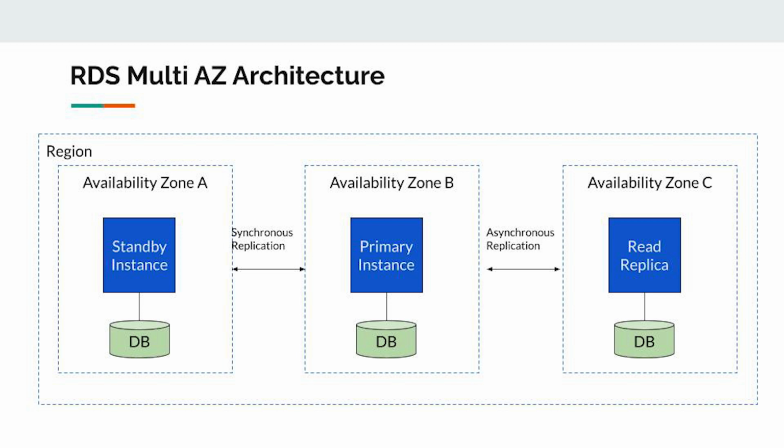In case of an infrastructure failure, Amazon RDS performs an automatic failover to the standby so that your application can resume database operations as soon as the failover is complete. You can also have read replicas in other availability zones. They are replicated asynchronously. To summarize, standby instances are replicated synchronously, and read replicas are replicated asynchronously.